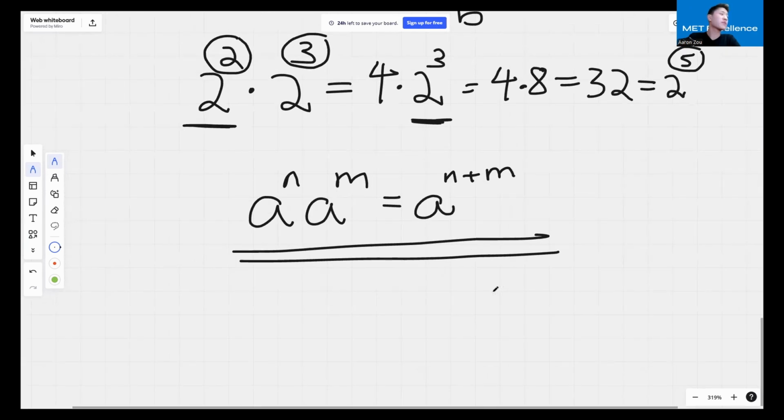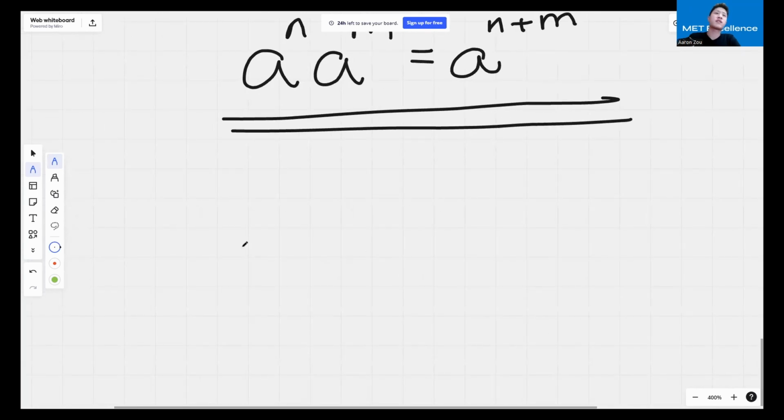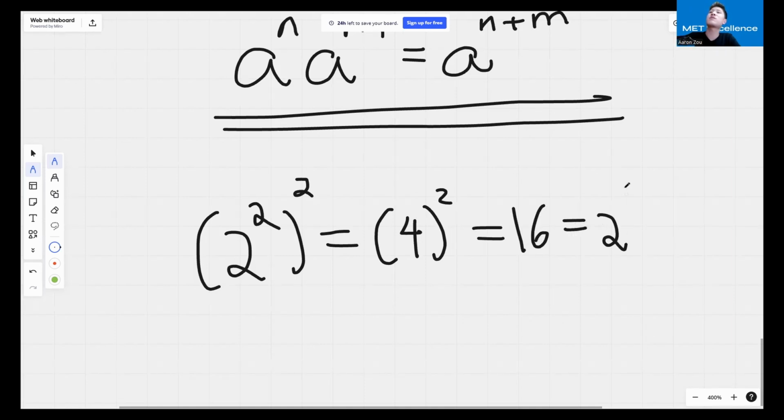So now let's go over a second example. Let's say we have 2 squared squared. What is this? Well, if I evaluate this using PEMDAS, I would have to first do the thing in the parentheses, which is 2 squared, and that's 4. And then I will do 4 squared, which is 16. And I'm just going to tell you guys this, but 16 is 2 to the 4.